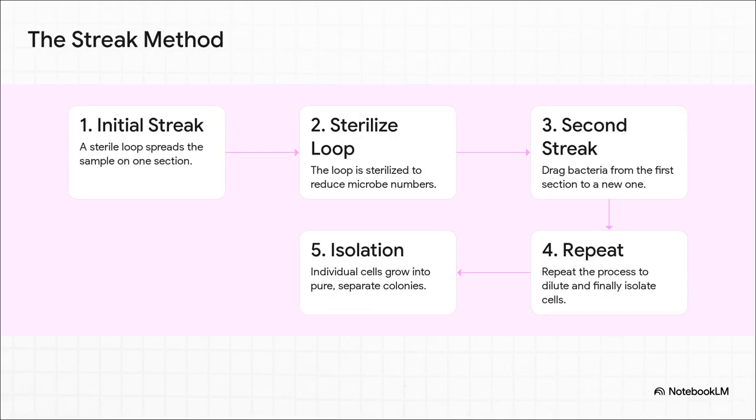And to actually isolate the culprit from that huge crowd, technicians use this really elegant technique called the streak plate method. By spreading the sample and then systematically thinning it out across the plate, they dilute it so much that individual bacterial cells get left all by themselves. Each of those single cells then grows into its own pure, separate colony, all ready for a positive ID.